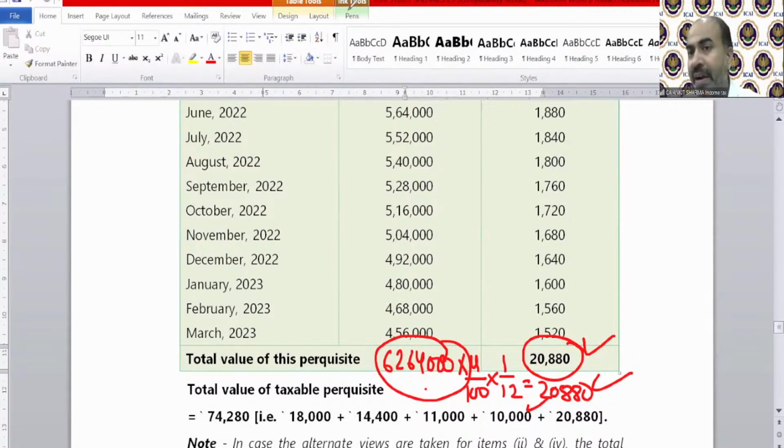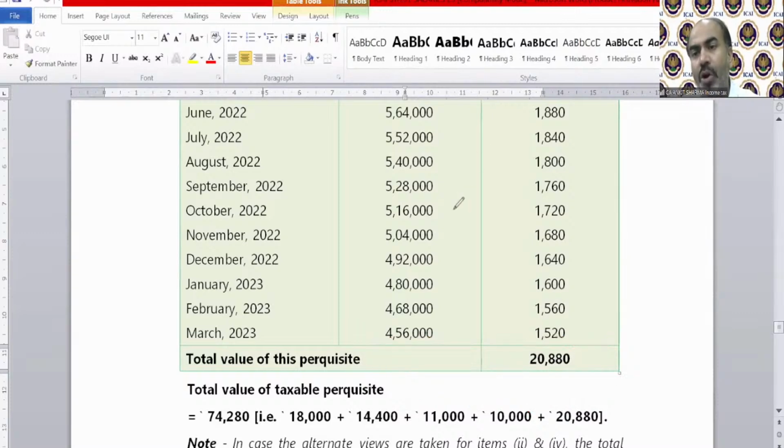So I told you that when I was teaching you these provisions of outstanding balance, you might be feeling it's so difficult, but when we solve the numerical questions on the provisions, then automatically they feel very easy. So that's the way you need to calculate this.